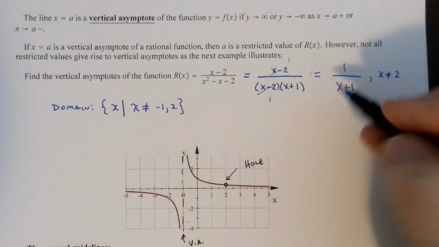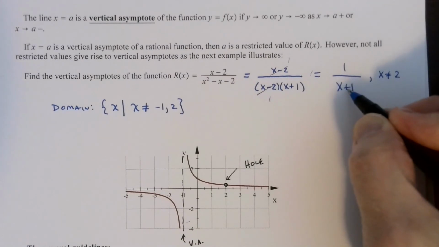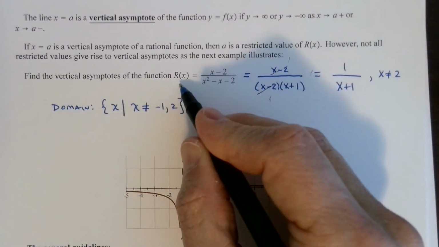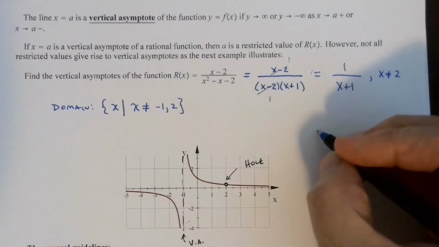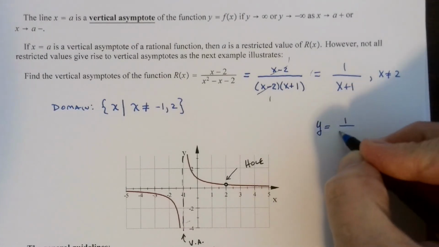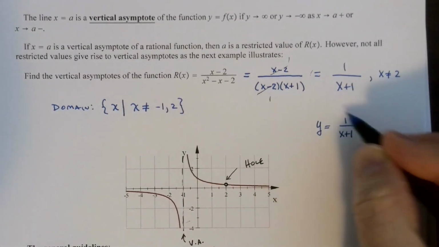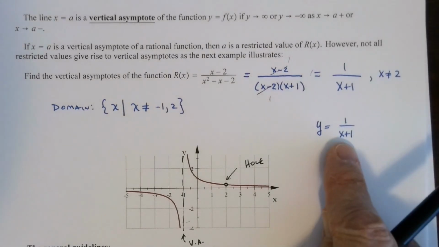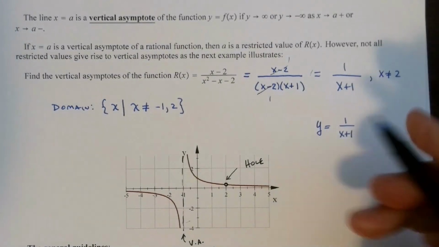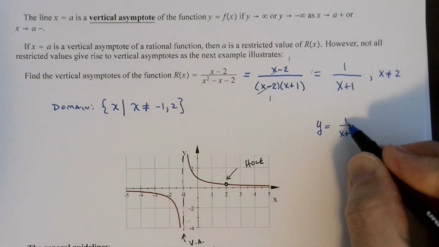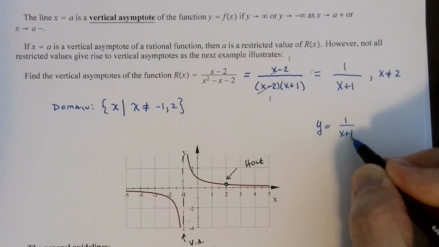Now what's the difference between the function 1 over x plus 1 and the function r of x? Well, if I think of the function y equal to 1 divided by x plus 1, notice its domain is all real numbers except for negative 1. So I could plug 2 in here. If I plug in 2, what do I get? 1 divided by 2 plus 1, I get 1/3.